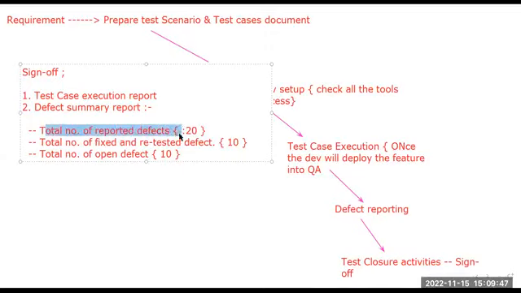See this: total reported defects. Let's say you have executed 100 test cases. How many defects have you reported? 20. So we can mention this count of 20 in the defect summary report.